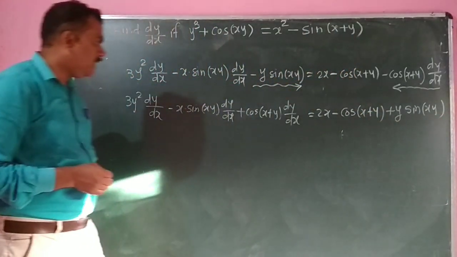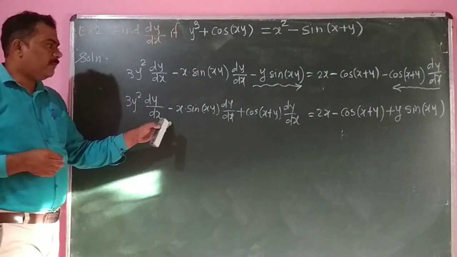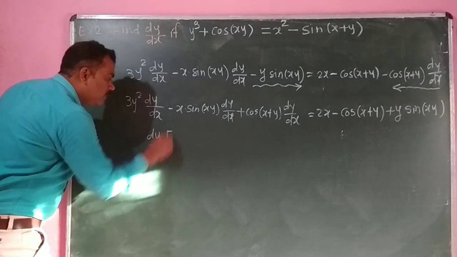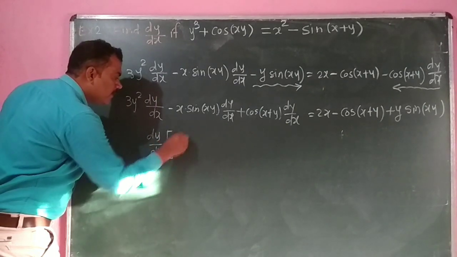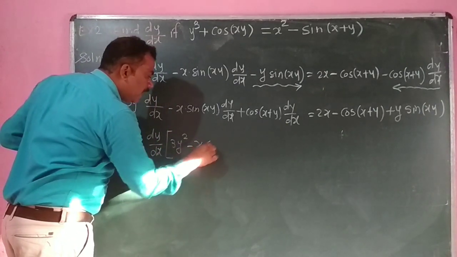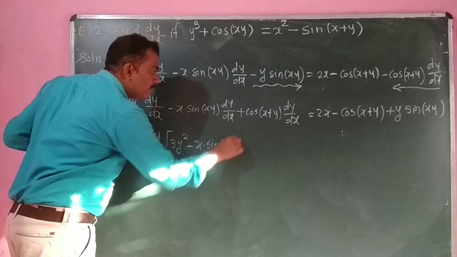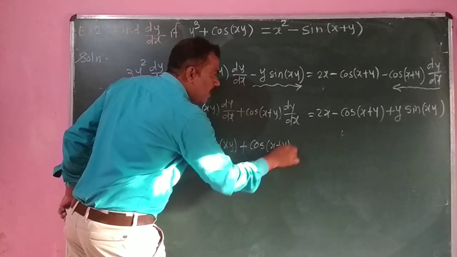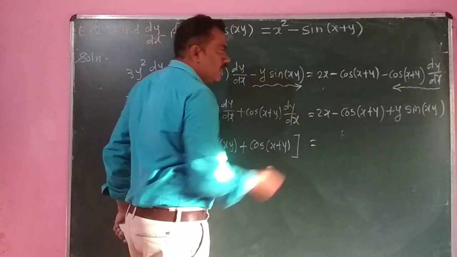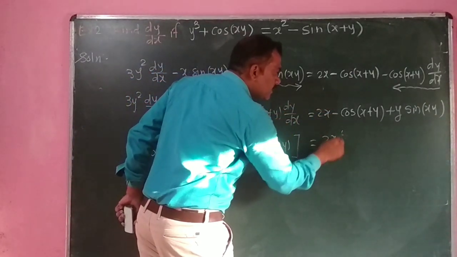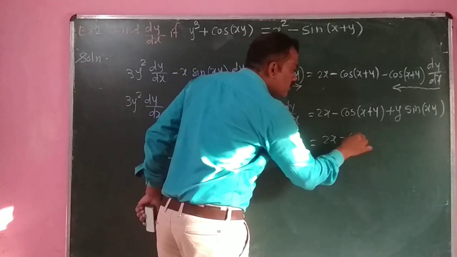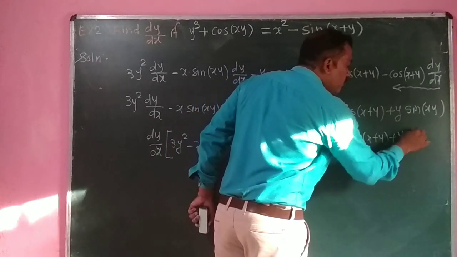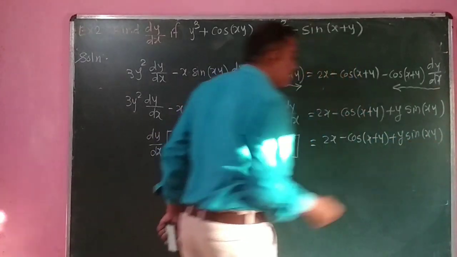Here we have completed the next step. Now we have to take dy by dx common, so what we write is dy by dx into, what is remaining, 3y square minus x sine of xy plus cos of x plus y, is equal to, this side we keep as it is, 2x minus cos of x plus y plus y sine of xy.